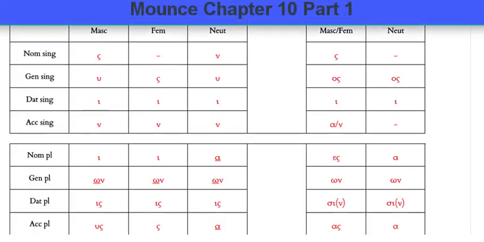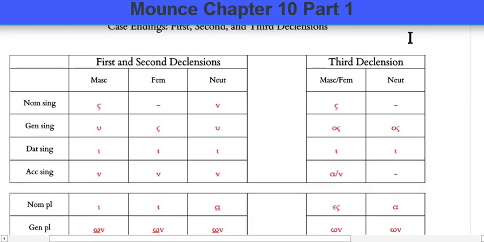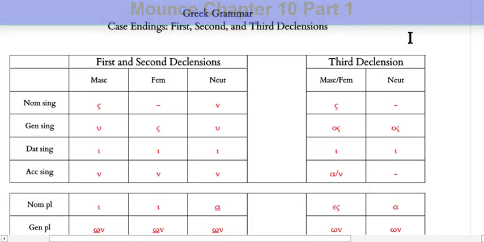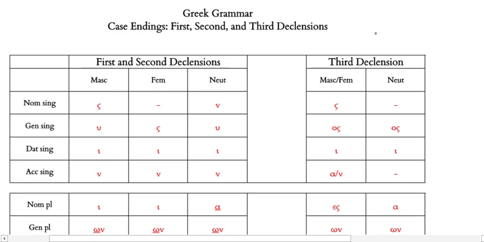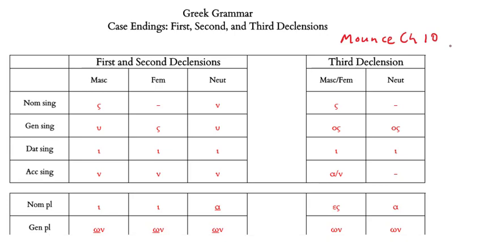So in Mounce chapter 10, that's what we're dealing with here, chapter 10. So let me go ahead and just jot that down here when we think about third declension endings, Mounce chapter 10. We're dealing with stems that end with what? Yes, stems that end with consonants.